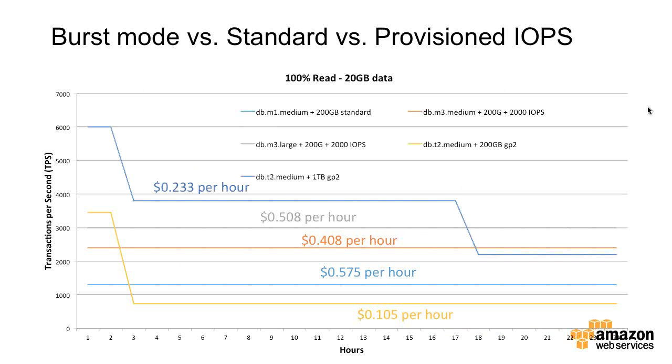Then I bring in a T2 medium with 1 TB of GP2. So the 1 TB of GP2 basically means that I get a consistent 3,000 IOPS.